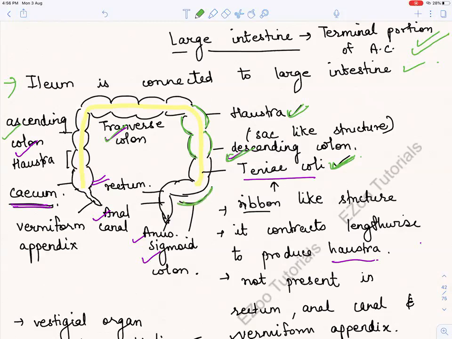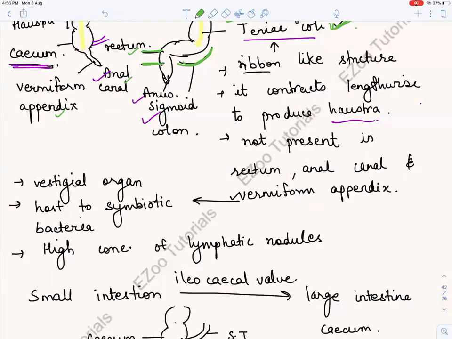This is the sigmoid colon, then the rectum and the anal canal. In the rectum, anal canal, and vermiform appendix, tinea coli is not present. So we saw that tinea coli is a ribbon-like structure. It contracts lengthwise to produce haustra, which are sac-like structures, and this is not present in the rectum, anal canal, and vermiform appendix. Then we saw what the vermiform appendix is. It is a vestigial organ. It hosts symbiotic bacteria, and it is believed to have a high concentration of lymphatic nodules.